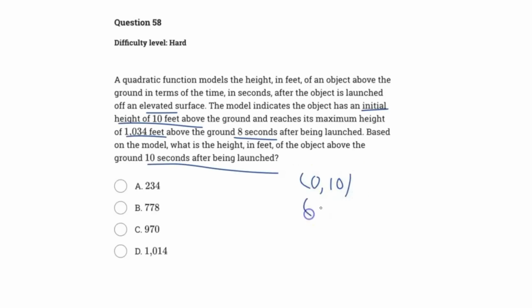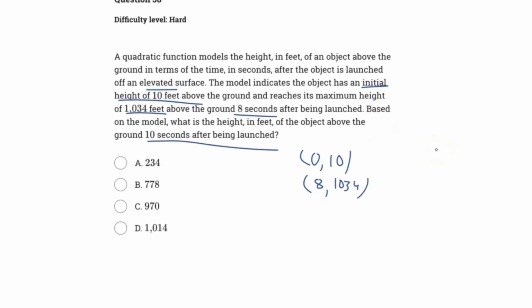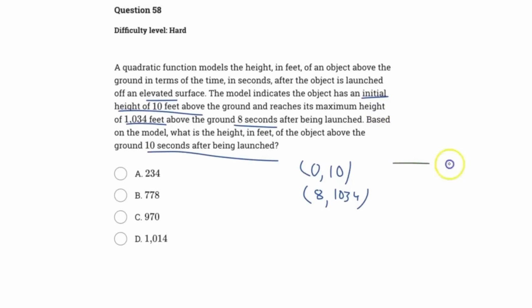And they also give us the maximum value of 8 seconds after being launched. It is 1,034 feet. Now, the only problem with regression is that to use regression on Desmos, you need to have one extra coordinate point above your degree of the polynomial. So if I had a linear function, I could have 2 coordinate points and it would work. But since I have a quadratic, I need 3 coordinate points to make it work.